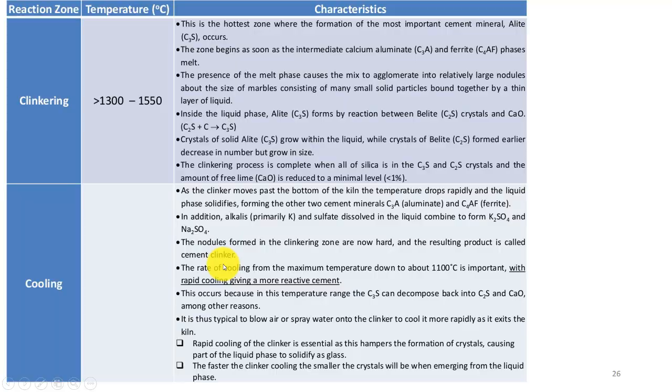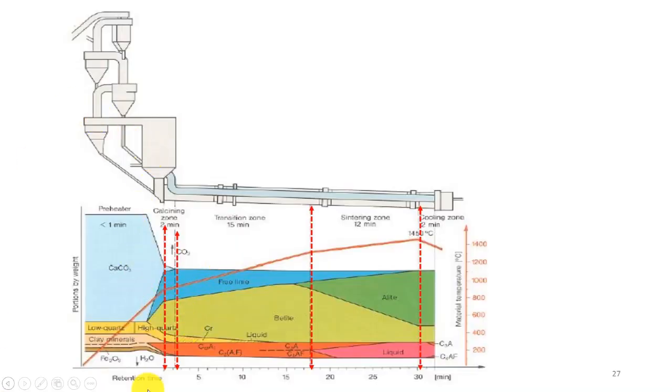This image is a schematic of your kiln, in which the chemical compounds are formed, like halite, belite, and aluminates, tricalcium and tetracalcium aluminoferrates.